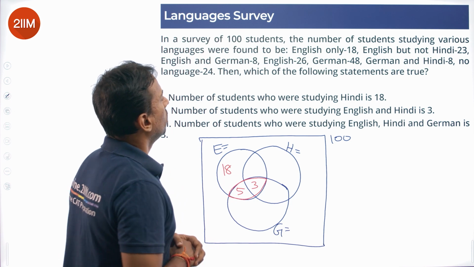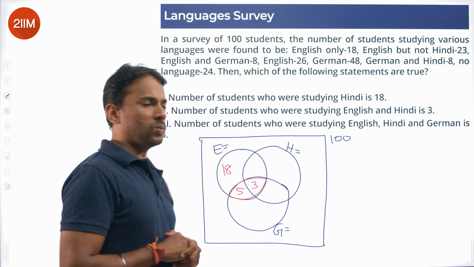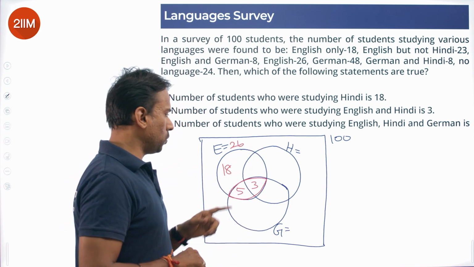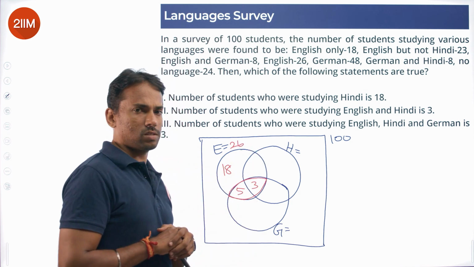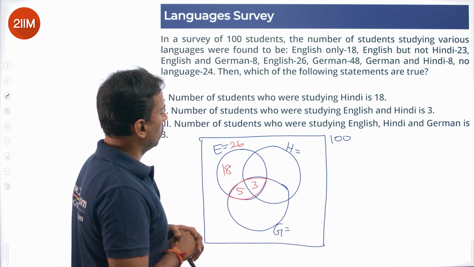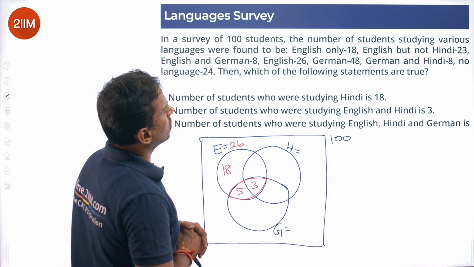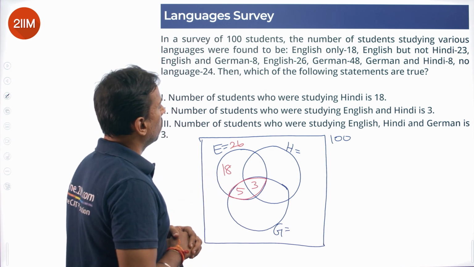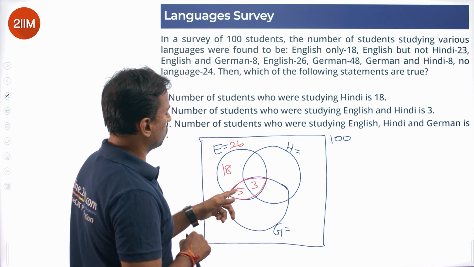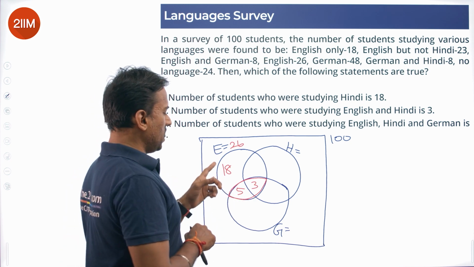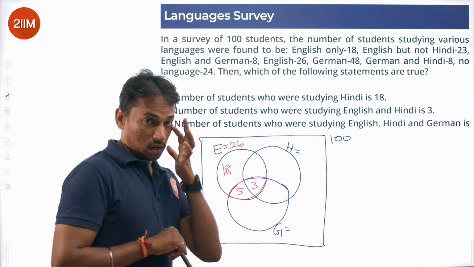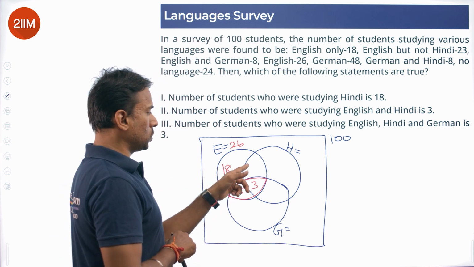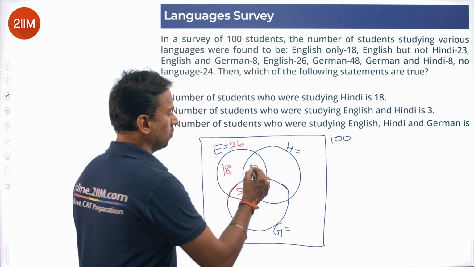Super. English is 26, which means total English is 26. Total English corresponds to the 4 regions. So what we are coming to know here is this is 18, this is 5, this is 3. So 18 plus 5 plus 3, we already got a total of 26. Here itself we got it, that means this portion has got nothing. This is 0. We'll have it as 0.